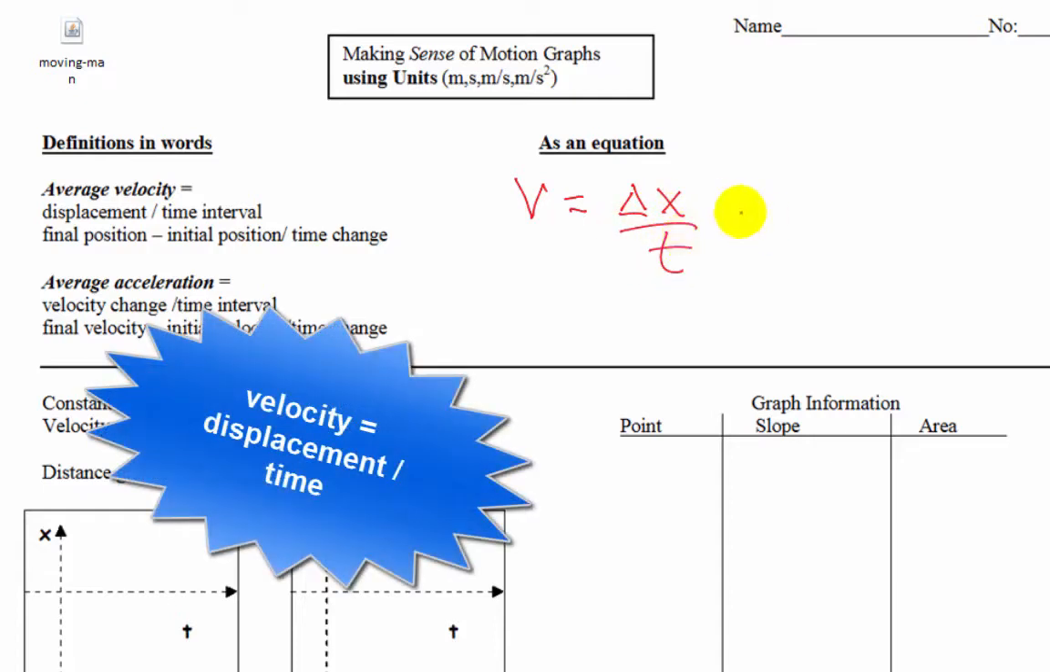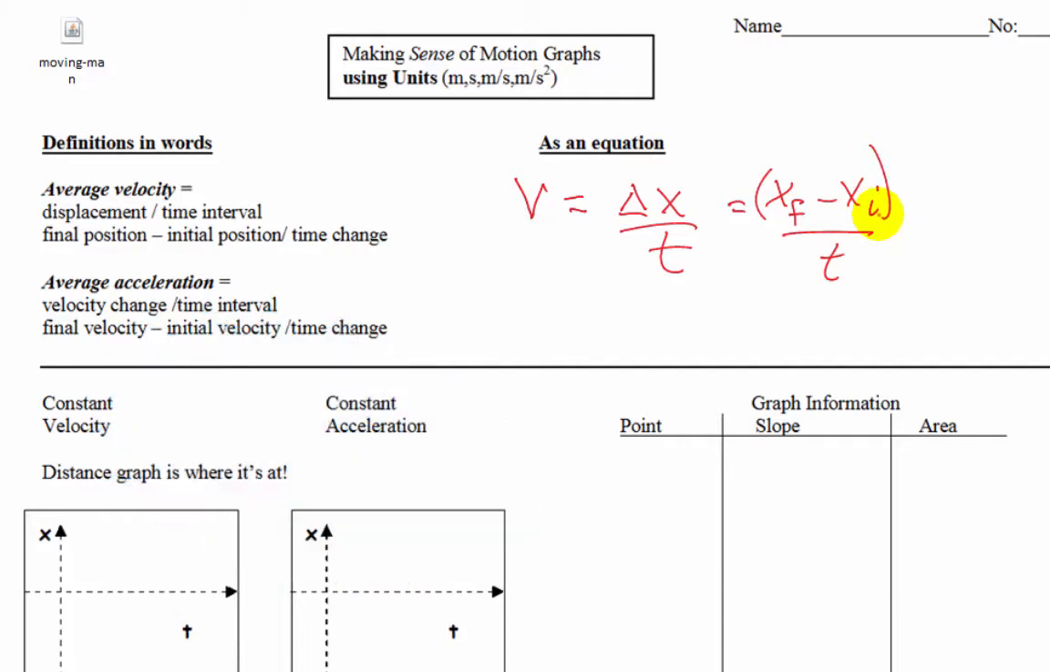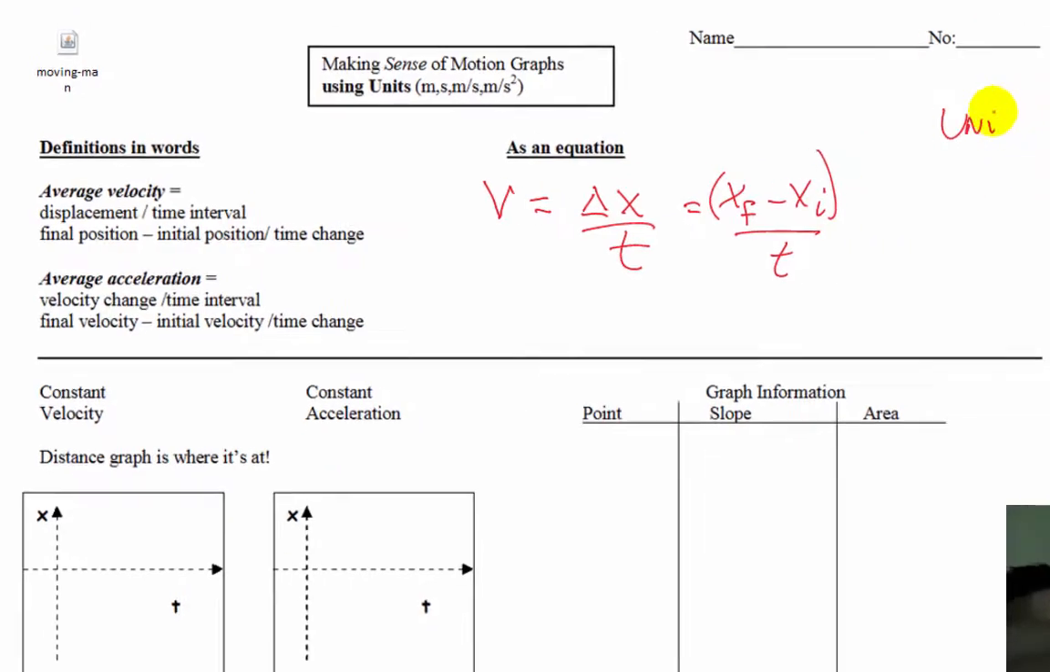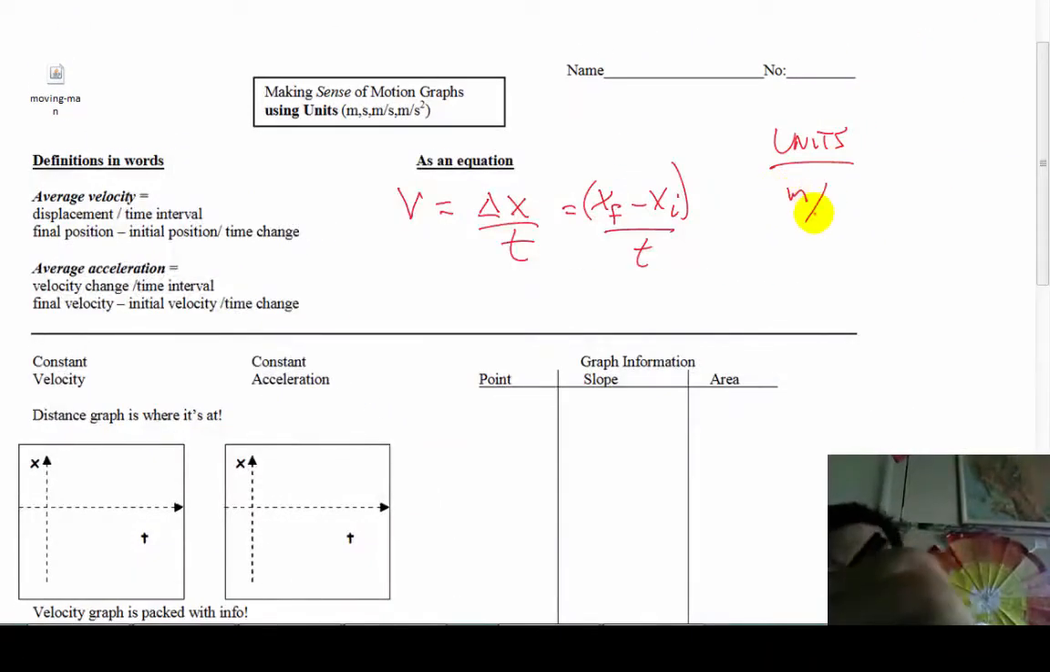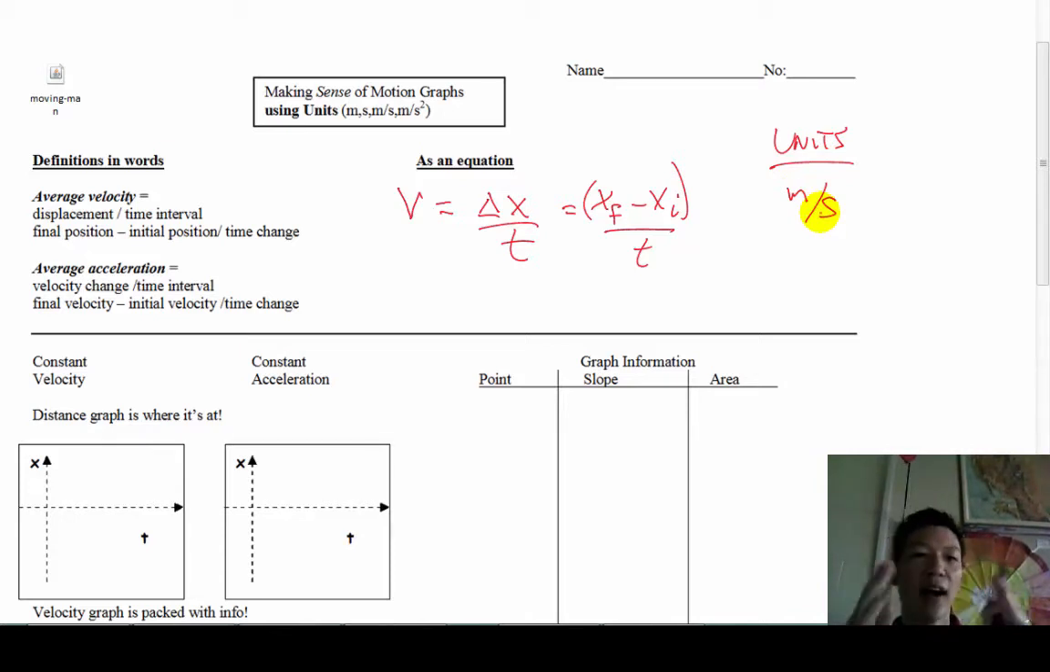If we want to expand that, that's the same as x final minus x initial divided by time. So notice that by taking into account each position, we can also then define direction. Units, what would the units be? Let's add this on over in this column over here. Units would simply be what? Meters per second. So it looks just like speed, but it's speed with direction.